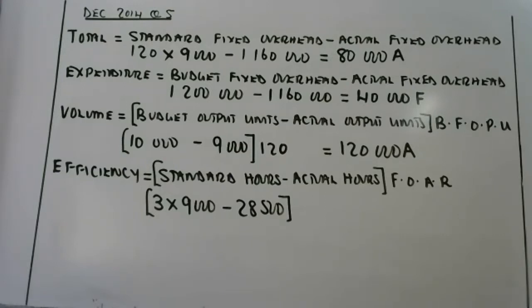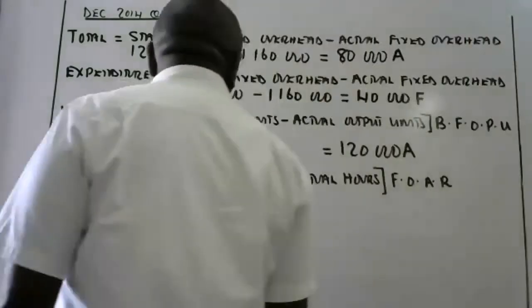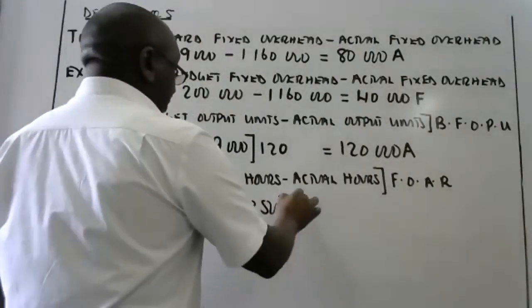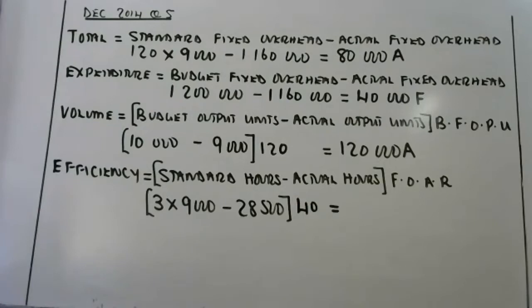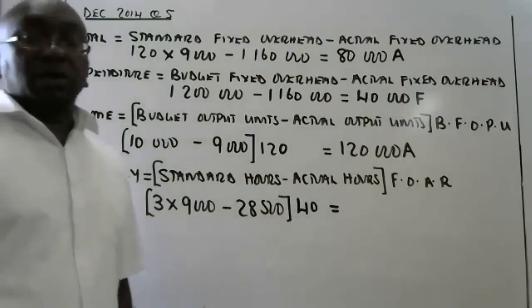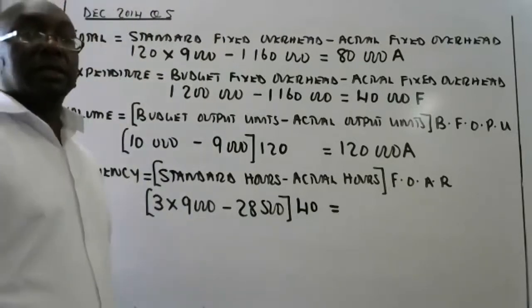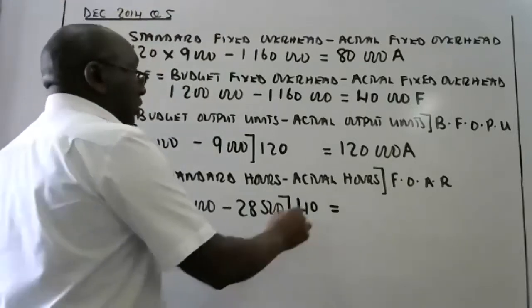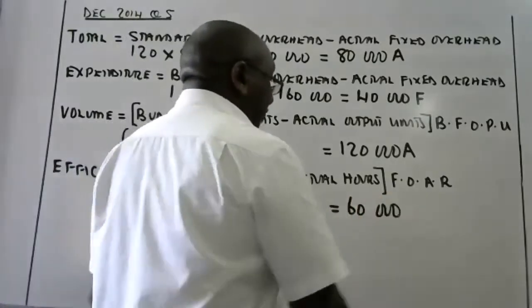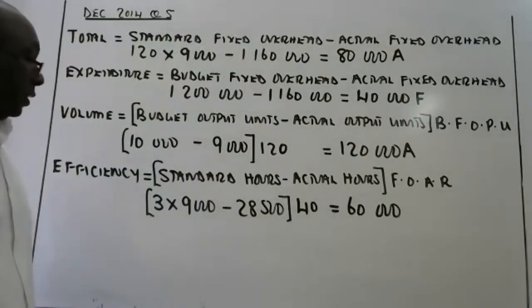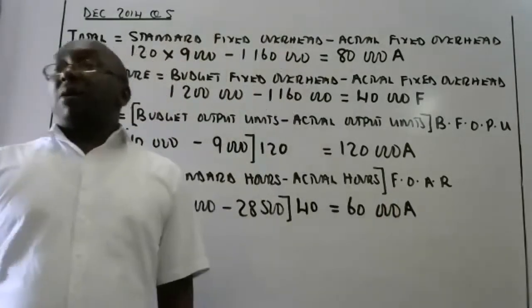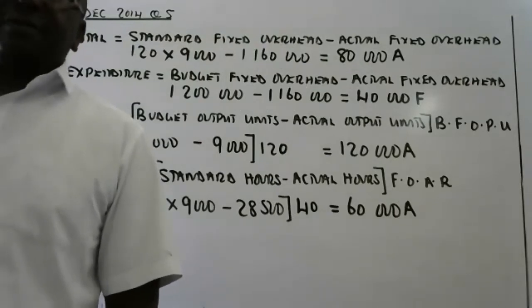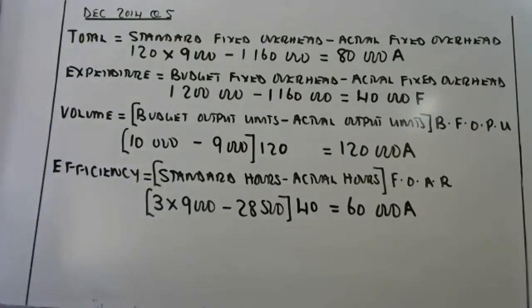So as we have seen for the whole year, we have got 40, so that becomes what? 60,000. Is it favorable or adverse? This is adverse, because the actual hours are more than what we should have used. It's adverse.